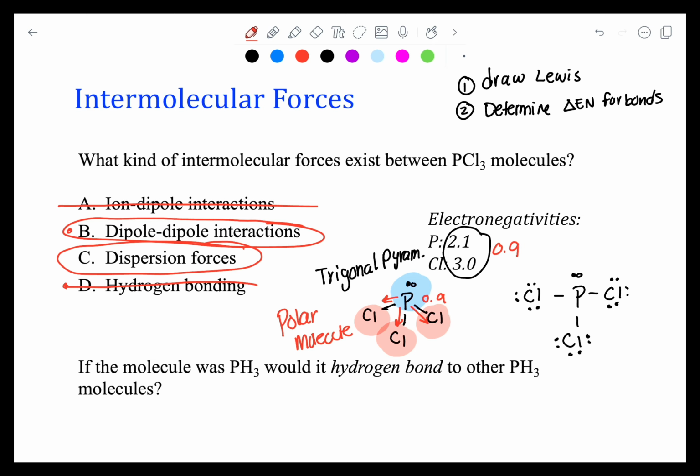My next question asks, if the molecule was PH3, would it hydrogen bond to other PH3 molecules? So instead of PCl3, what if it was PH3? It's still a polar molecule, but would that change from dipole-dipole to hydrogen bonding?